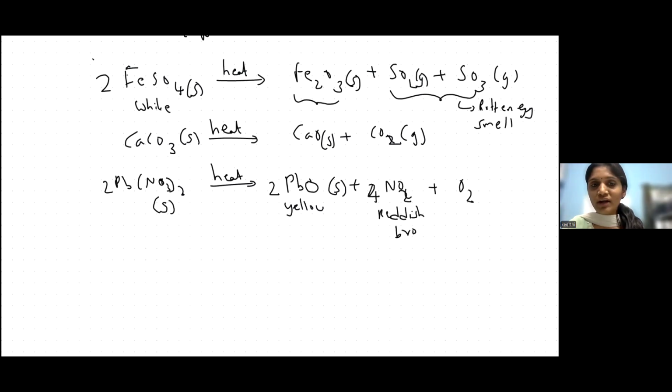Now, let me write the physical states here. NO2 is a reddish brown gas and O2 is a colorless gas. And PbO is a yellow colored solid and Pb(NO3)2 is a white colored solid. So these are the thermal decomposition reactions mentioned in your NCERT.